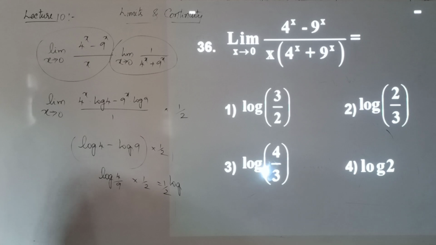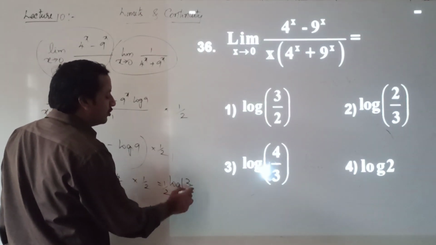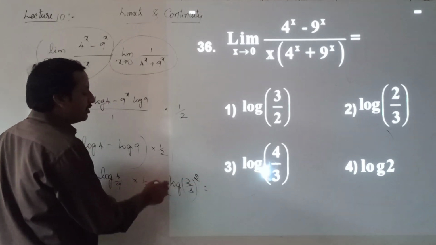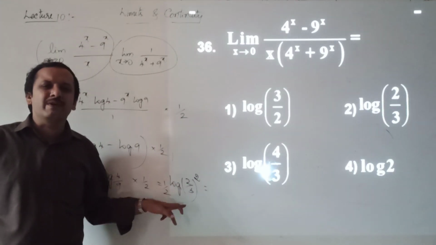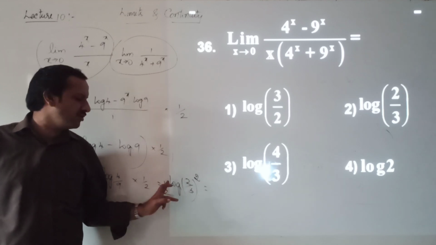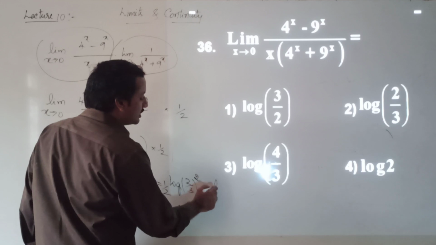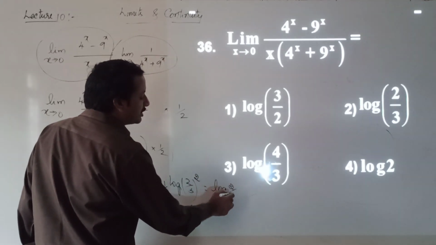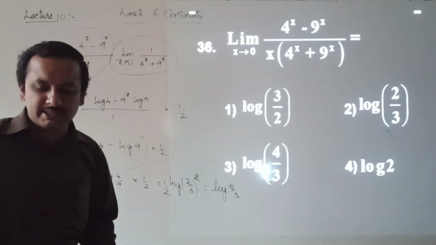And 4 by 9, 4 I will write as 2 square and 9 as 3 square. Together I can write as 2 by 3 whole square. So 1 by 2 into log of 2 by 3 whole square. This looks like log m power n. Log m power n can be written as n into log m. So this will become 2 into log 2 by 3. The 2 and 2 get cancelled. So the answer is log 2 by 3. Do we have this option at least? Yes, we have. Second option, log 2 by 3 is the answer.